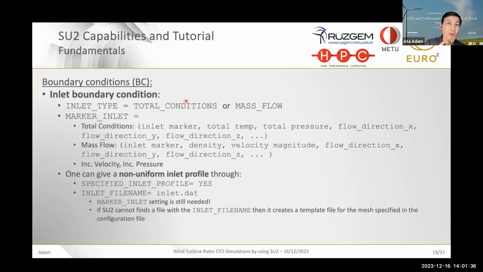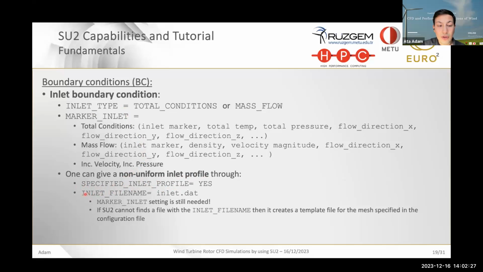The inlet is a bit more important than the outlet because, as I mentioned earlier, we may have a wind shear. First, you need to define the inlet type. It could be total conditions, mass flow, or incompressible velocity or incompressible pressure. Then you should specify the marker inlet, the name of the boundary condition surface, total temperature, total pressure, or density, velocity magnitude, or, in terms of incompressible, just the velocity magnitude or the pressure, and then the flow direction. You have to specify this even if you want to give a non-uniform velocity profile. For a non-uniform inlet profile, you need to enable the specified inlet profile setting.